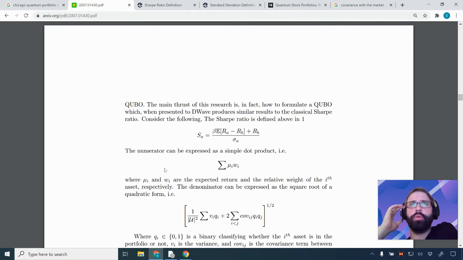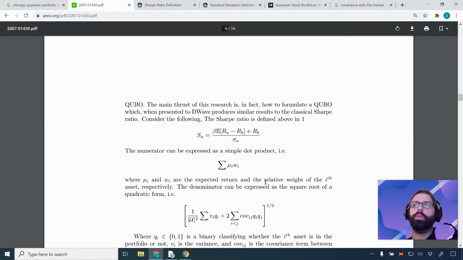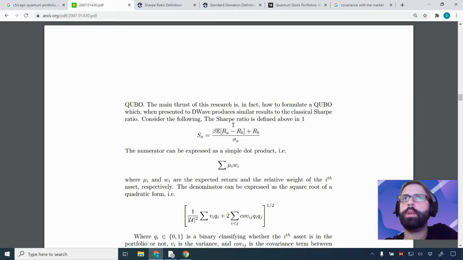But that's not true, right? Because it's not the expected return. Like you gotta remove the risk-free investment thing.